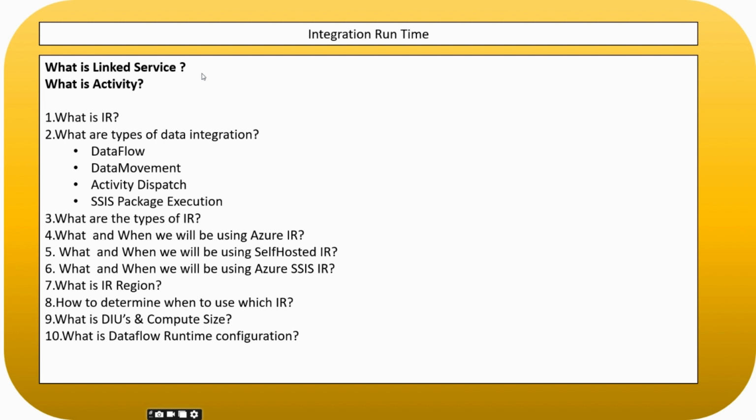Coming to the third question, here we are going to see what the types of IR are. Don't get confused between two and three. Two is just segregating the types of work and seeing whether the IR in Data Factory has the capability to do that or not. Coming to the third point, here are the actual types of IR. There are three types of IR.